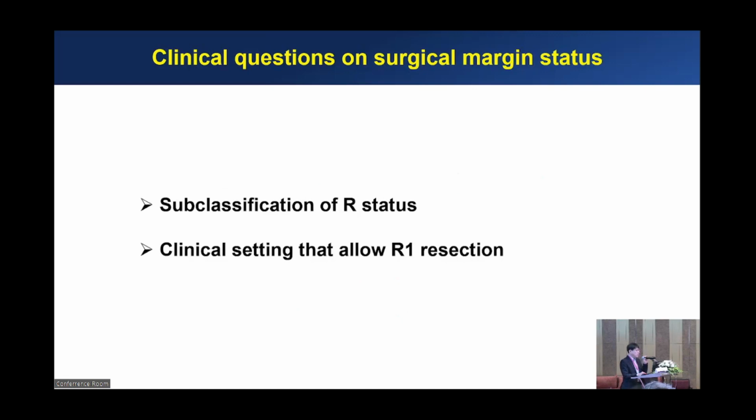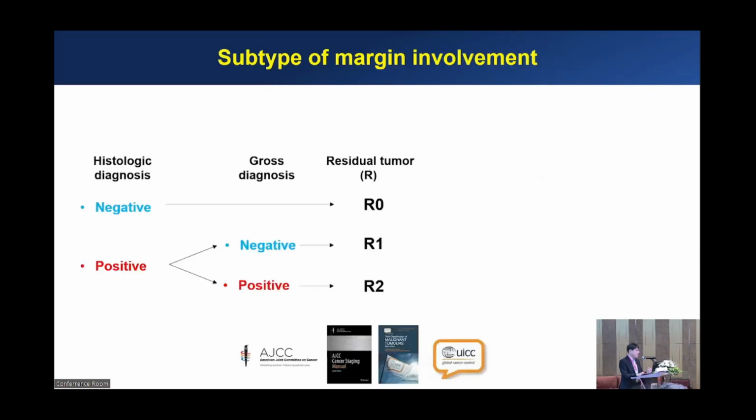So the clinical questions of surgical margin status are the subclassification of the status and the clinical settings that allow R1 resection. I focused on these two topics. This is a textbook on the AJCC or UICC. This is a common classification system of residual tumor status.